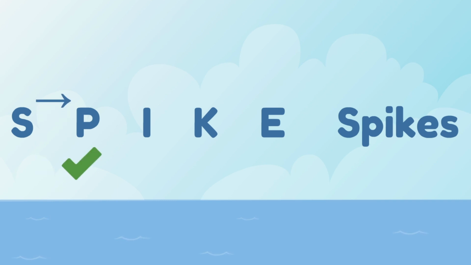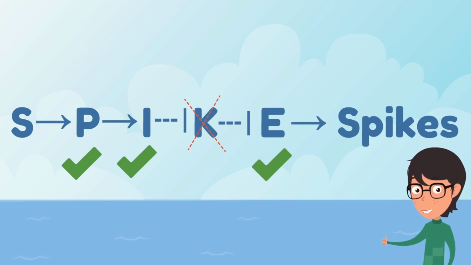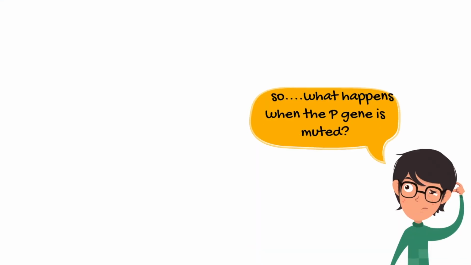Going back to our ectoderm spike cells, the hypothetical pathway would read: S activates or stimulates P, P will activate or stimulate I, I will repress or inhibit K, preventing K from inhibiting E. Since E is not inhibited by K, it's able to form spikes.